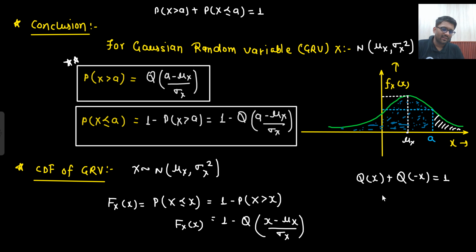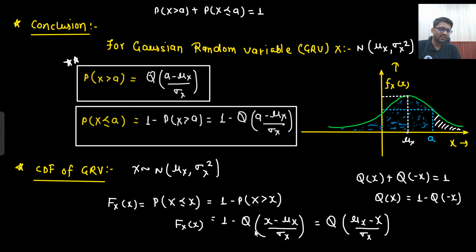So basically Q of x would be equal to 1 minus Q of minus x. So if I am writing 1 minus Q of something, can this be written as Q of (mu x minus x) divided by sigma x? Do you agree to this point? Because let's just say this was t. So Q of t plus Q of minus t would be equal to 1. If this was t, this would have been minus t. So 1 minus Q of (x minus mu x) divided by sigma x is written. So this is how I can write it down.